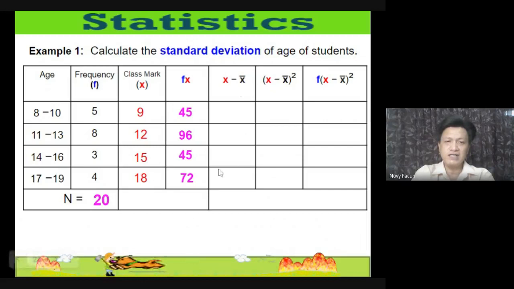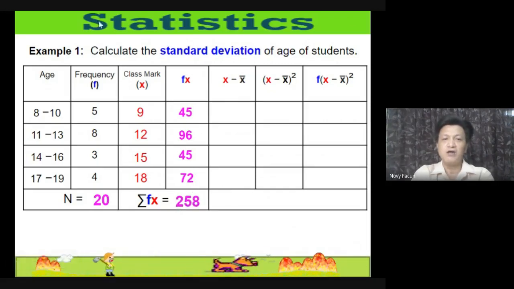Kapag nakompleto na natin yan, we can now get the summation or i-add lang natin. 45 plus 96 plus 45 plus 72, that is equal to 258. Kung mapapansin natin, pareho lang yung given kanina, kaya nga pareho yung nakukuha natin para ma-compare lang natin. Okay, and then before we get the class mark minus mean, hanapin muna natin yung mean natin dyan, di ba?